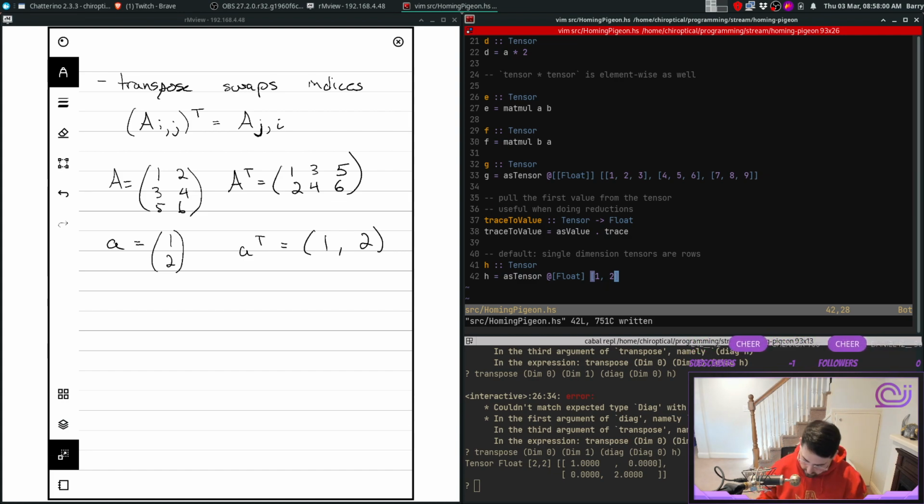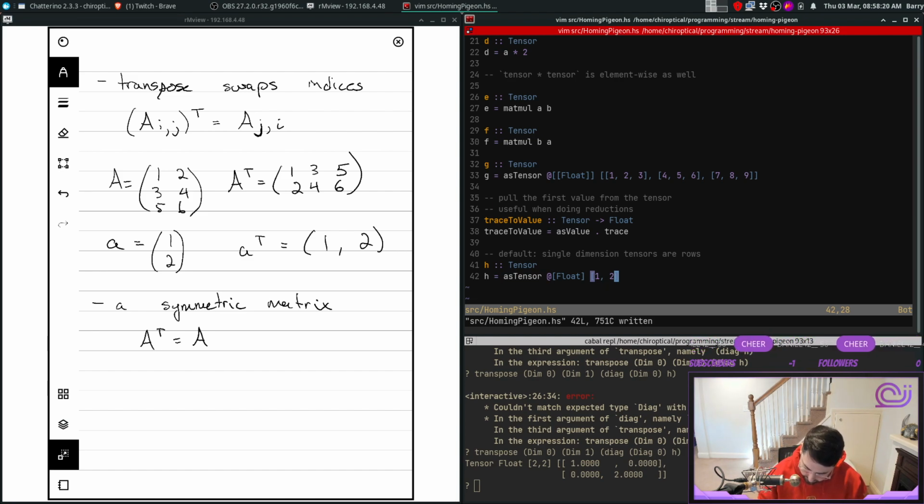Okay, so a symmetric matrix has A transpose equals A. So you can flip it over its diagonal and it stays the same.